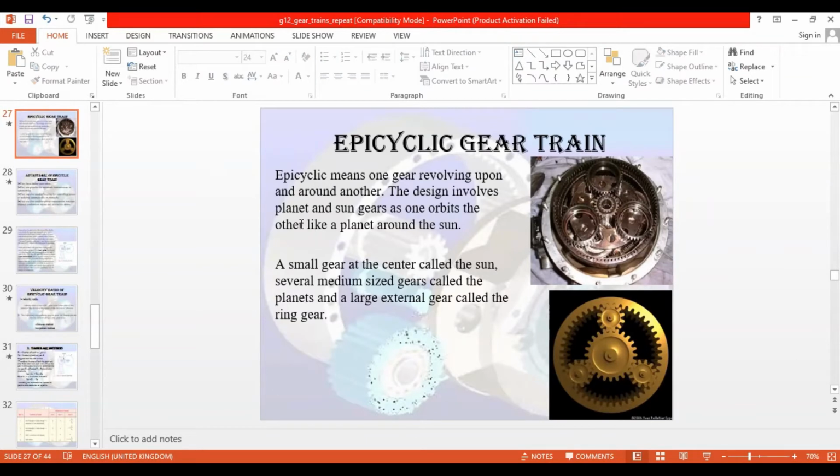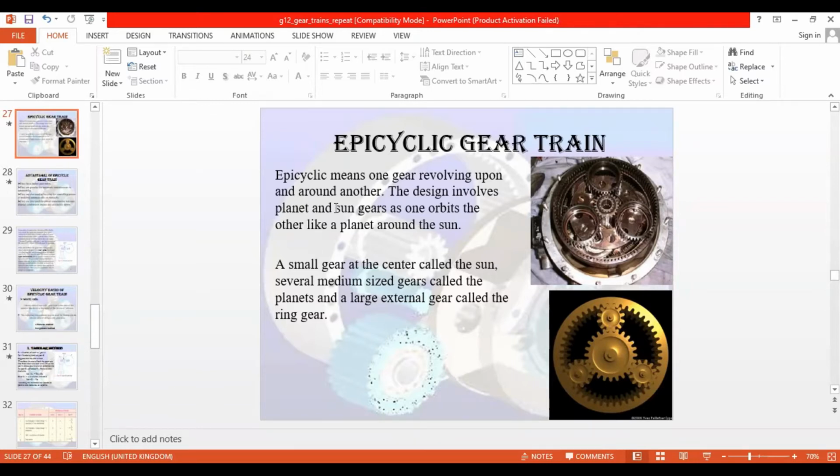The design involves planet and sun gears, as one orbits the other like a planet around the sun. So these are called planet and sun gears, or sun and planet gears. If you consider this as the sun and these as the other planets, when this rotates, this one will also rotate. So this looks like a planet rotating around the sun. This is why they are called sun and planet gears.